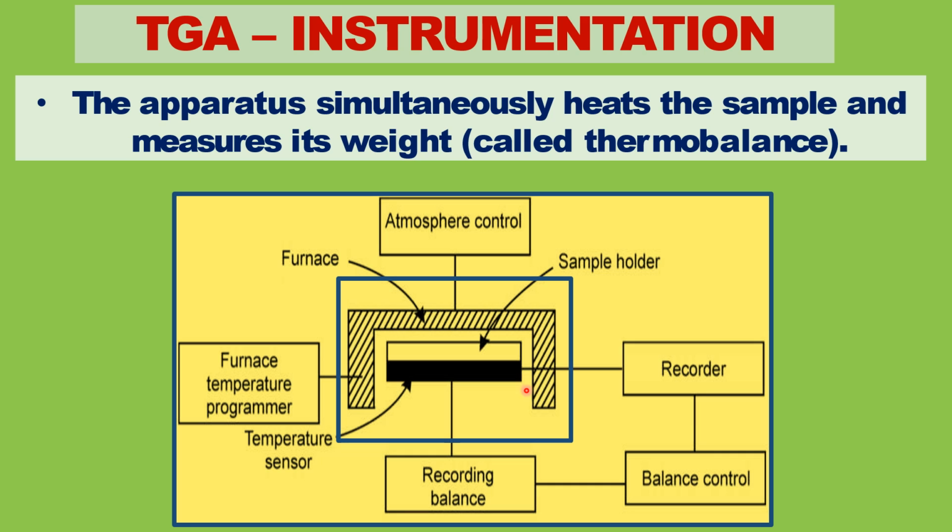You have a recorder, because the temperature is recorded, and also a balance. The mass change is recorded here, along with the balance control recorder, temperature sensor, and furnace temperature. The temperature is linearly increased by using the furnace temperature programmer. We have a temperature sensor to measure the temperature, and a balance to measure the change in mass of the sample upon heating.